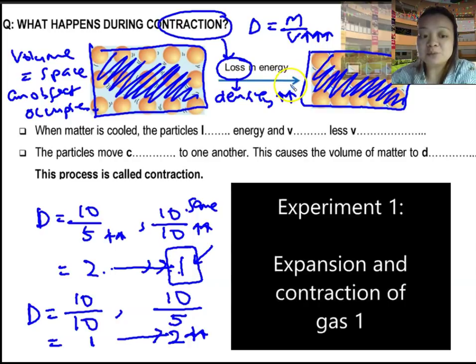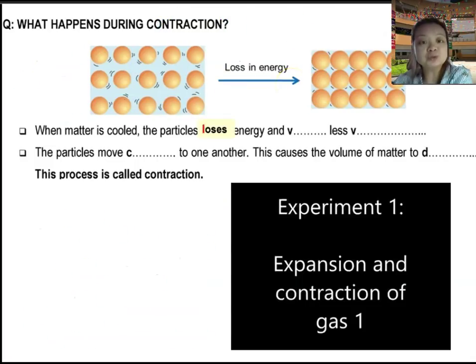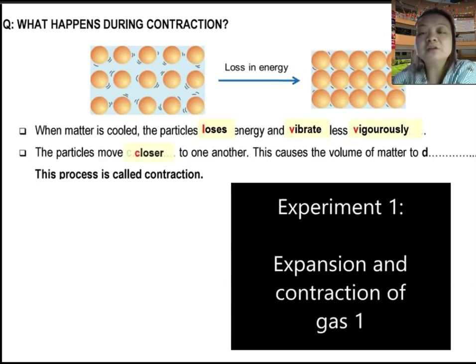You might need some time to go back to this concept again, so don't worry, you can always rewind the video and go back to the explanation that Miss Lee has taught you. Okay, so let's continue with the lecture. When matter is cooled, the particles lose energy and they vibrate less vigorously. So therefore, the particles move closer to one another. And when they move closer to one another, they occupy less space. So therefore, the volume decreases. Now, this process is called contraction. You might want to pause the video here so that you are able to complete the blanks in your answer.